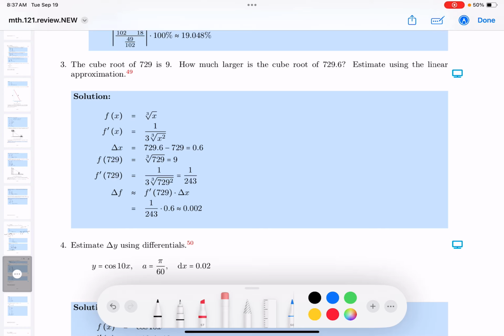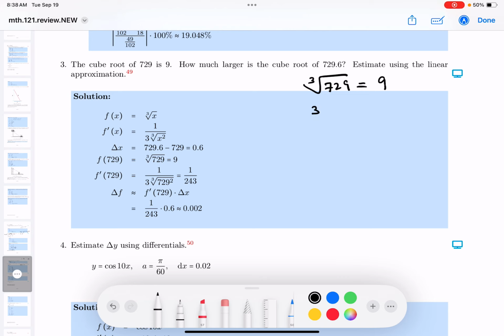All right, so they're talking about the cube root of 729. So what I want to write down is the cube root over here. They're telling me this, which is nice to know, by the way. The cube root of 729 is equal to 9. And then they're wondering, how much larger is the cube root of 729.6?